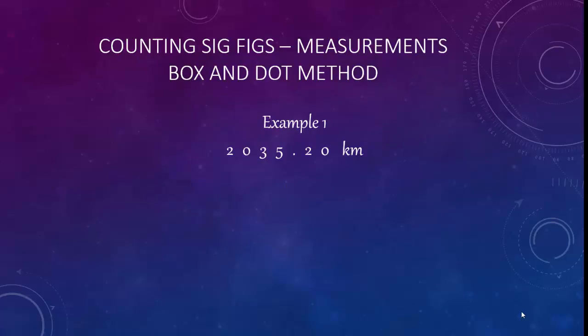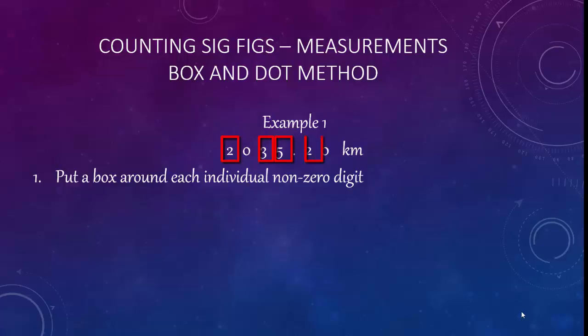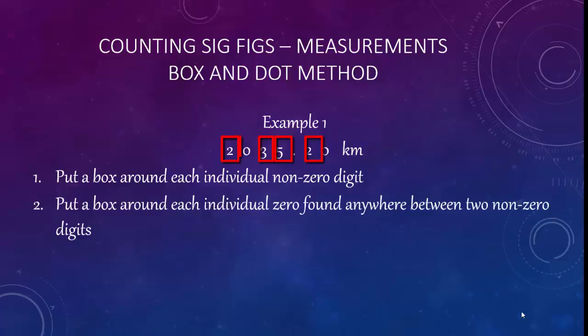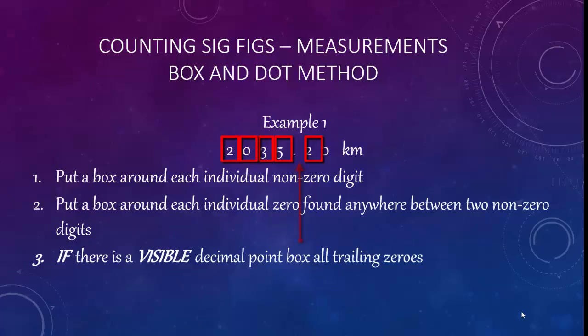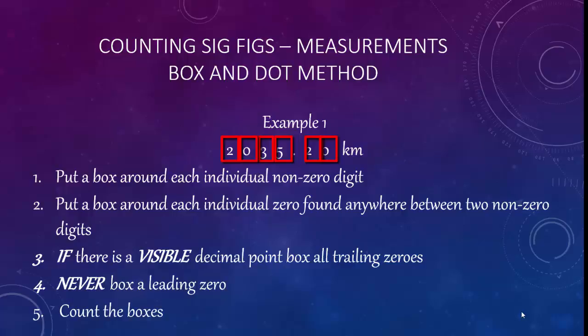You have 2,035.20 kilometers. This measurement contains how many significant figures? Figure it out, come back, check the answer, and then we'll go through it. Go. The answer is 6 significant figures. We start with a number. We box each individual non-zero digit. We box the individual zeros found anywhere between two non-zero digits. So that's this one. If there is a visible decimal point, and there is one here, you're going to box the trailing zeros, never going to box a leading zero. So when you count the boxes, there are 6 significant figures.